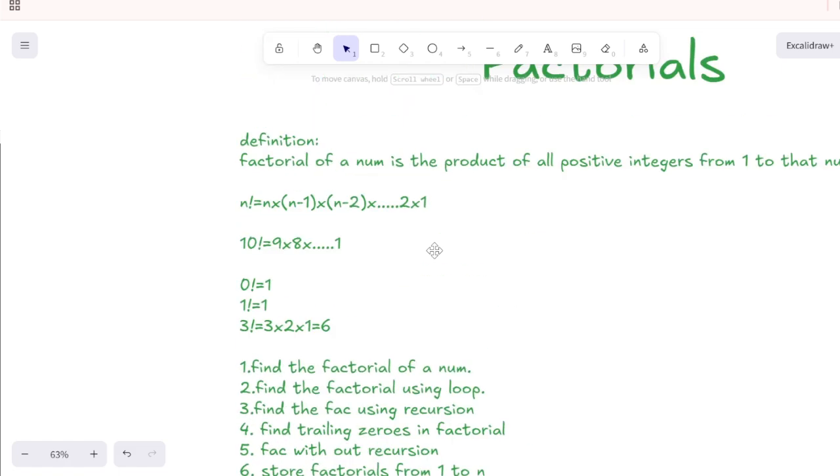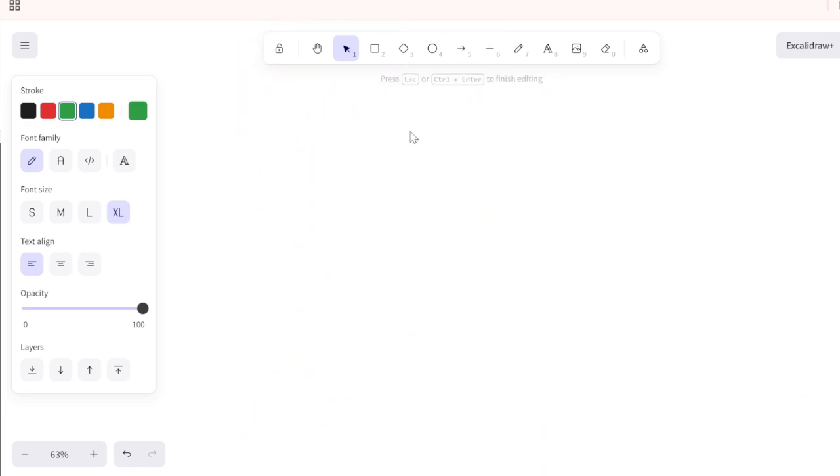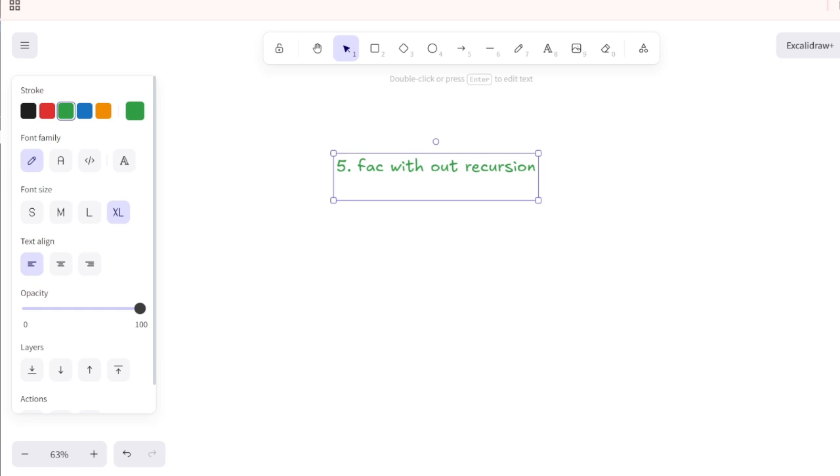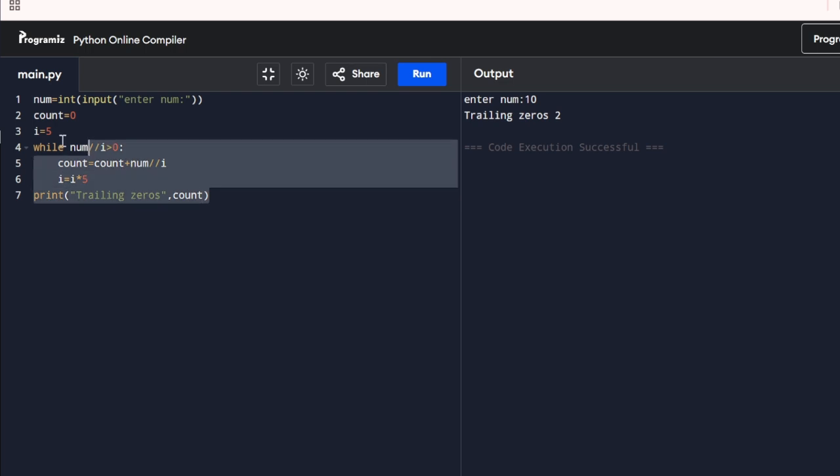And we also have another thing, factorial without recursion. Here in factorial without recursion, we directly do the steps and code because it's not so hard like the other ones. If we know the logic once, it's so simple. Let's write the code here for factorial without recursion.